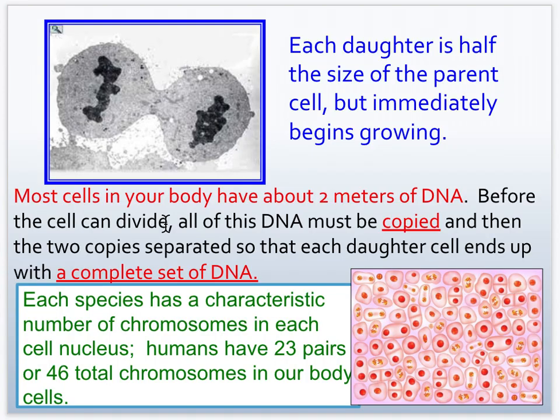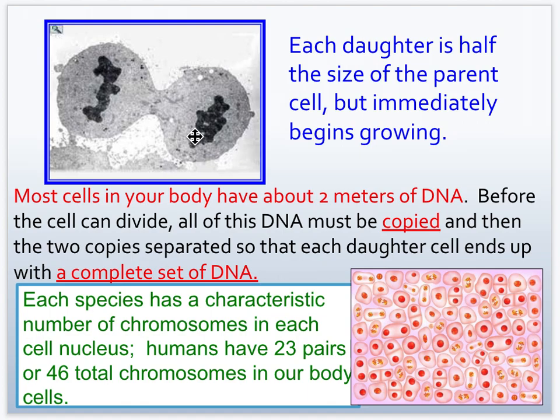At first, they are smaller, but they immediately begin growing to their normal cell size. Inside of each of these cells, you have about 2 meters of DNA. If you think about that, a meter is like floor to your doorknob. Picture 2 of those meters of DNA inside of every cell of your body.